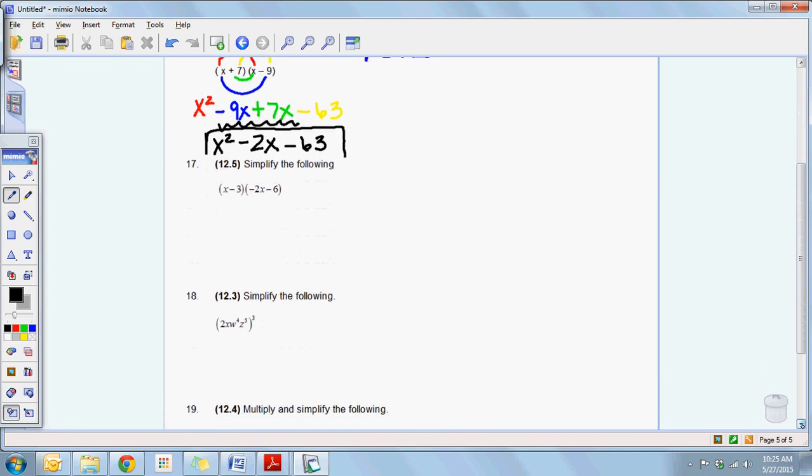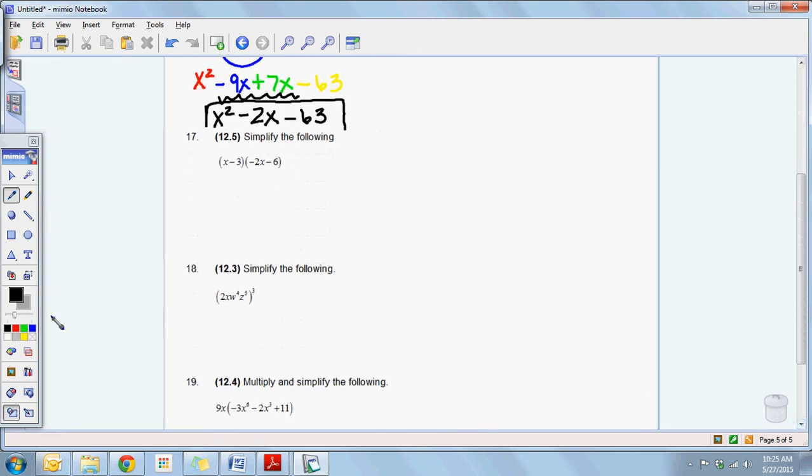This one's another FOIL problem. You have two binomials. It's asking you to multiply together. So we're going to use first, outer, inner, last to simplify it. So I'm going to start with my first two terms, which this time is x times a negative 2x. So that would give me negative 2x to the second power, because this time I had a coefficient in front.